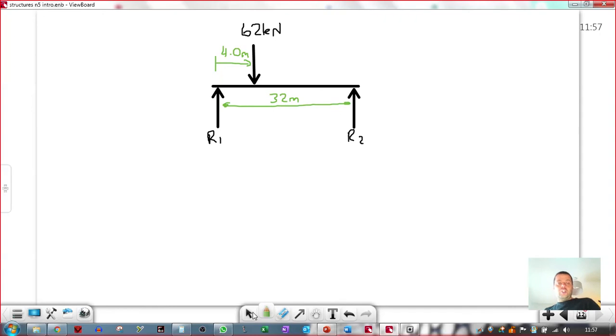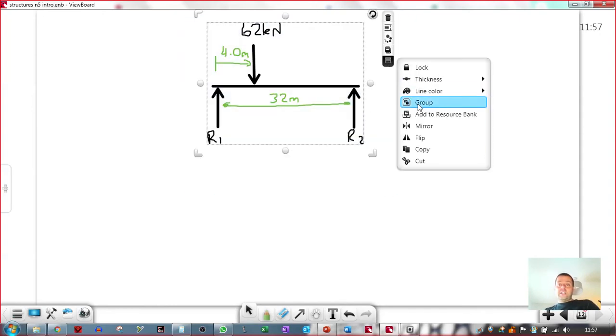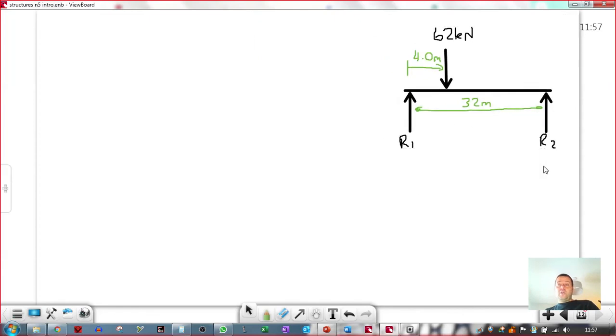So this question would be calculate the reactions R1 and R2. Now that's a complete question. They tend to break it down. They might say, by taking moments around R1 calculate R2, or something like that, because that's what we're going to do. In order to calculate R2, we pretend R1 is a fulcrum and we just balance that beam, and that will tell us what R2 is. We could do the same for R1. We could take moments around R2 to balance the beam to find out what R1 is.